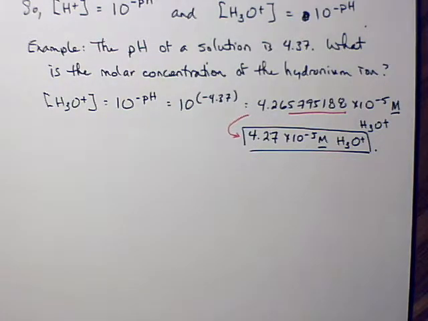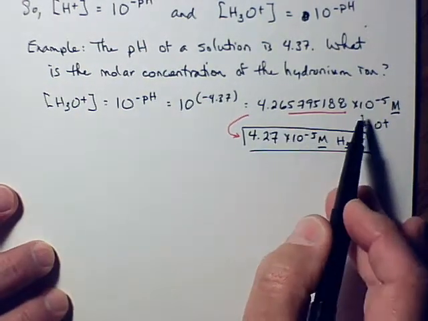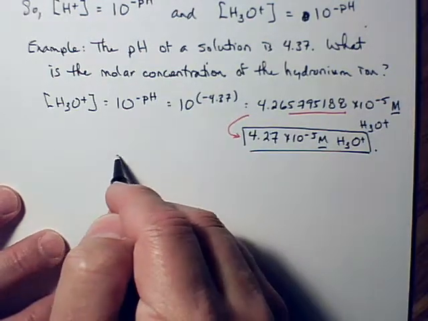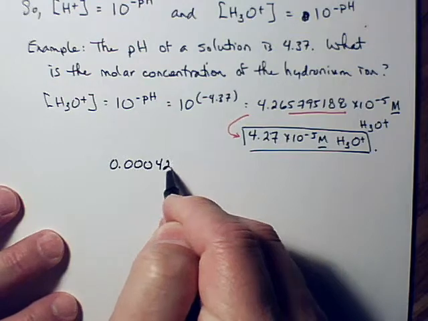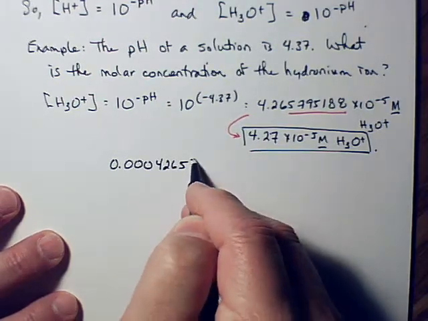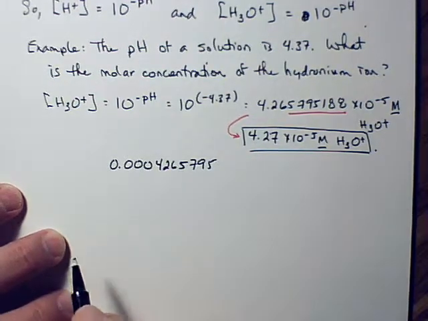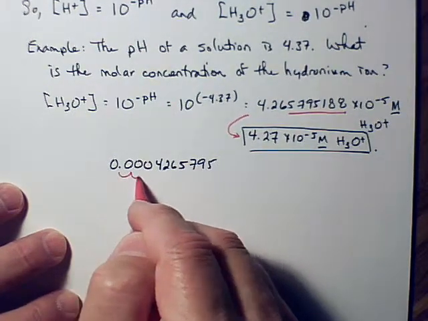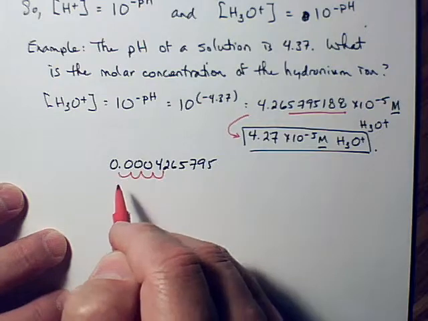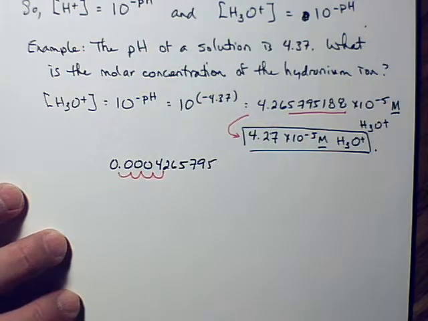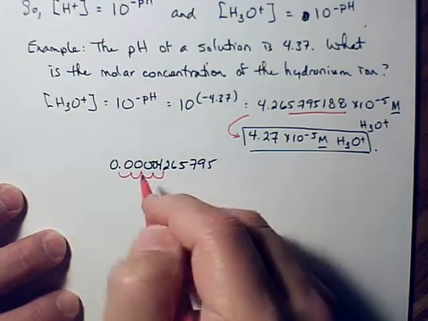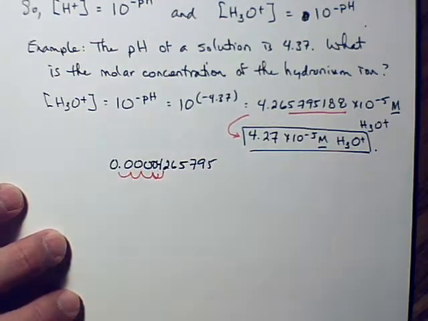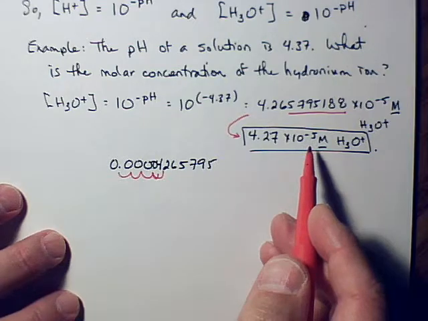Now if you do it the right way, you may get your answer like this, or you may get this answer, 0.0004265795, or maybe not even that number of digits. Well, if we move the decimal place 1, 2, 3, 4, I'm sorry, I should put an extra 0 in there, 5 places to the right, then we get the same number we had up here.